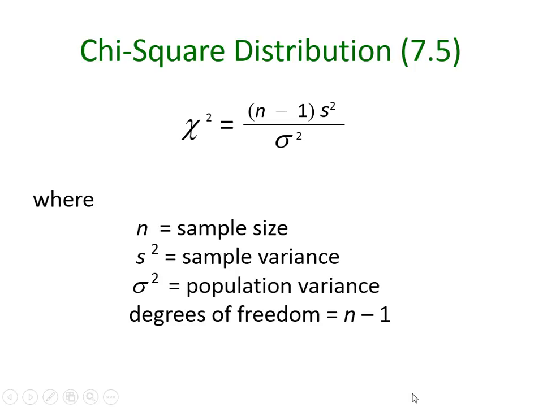All right, so our chi-squared distribution. This is our symbol for chi-squared. That is not exactly an x. That is the Greek letter chi. And so your chi-squared is the sample size minus 1 times the sample standard deviation squared, divided by the population standard deviation squared.